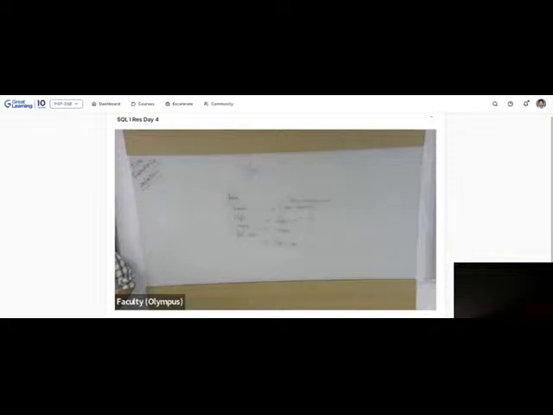You guys know what is cross join, right? It is a Cartesian product of two tables. So every row in the left table will be multiplied with every row in the right table. Okay, it's a Cartesian product of two tables. So it will be a very expensive operation.